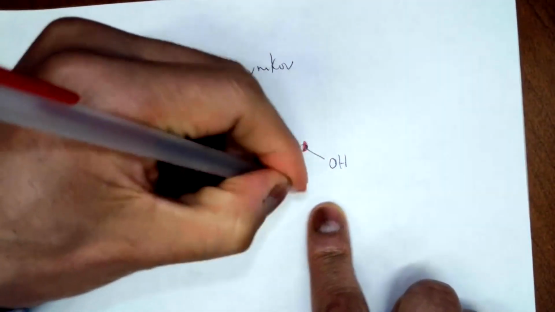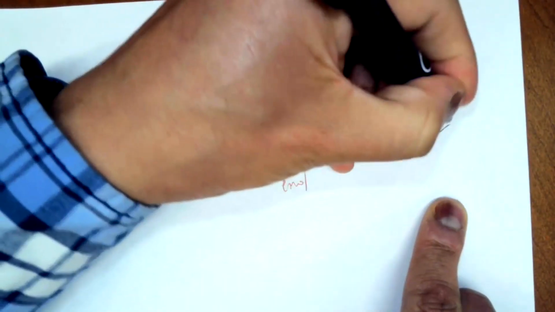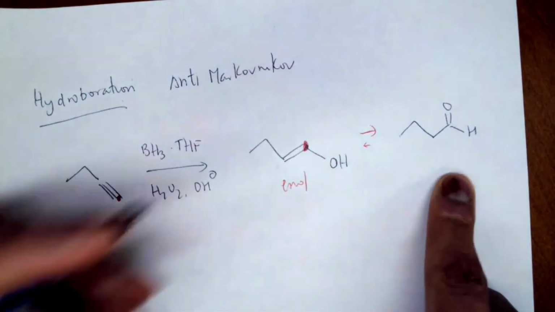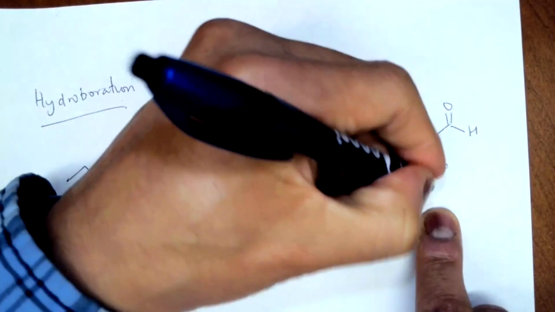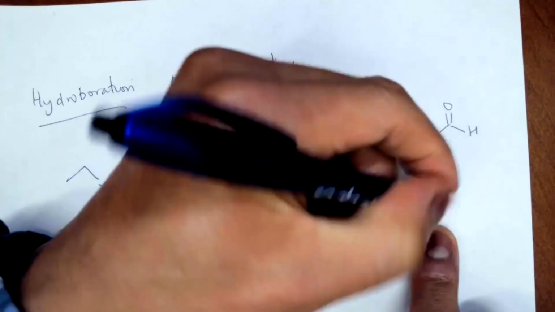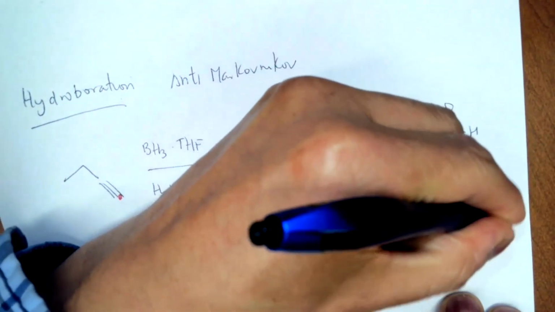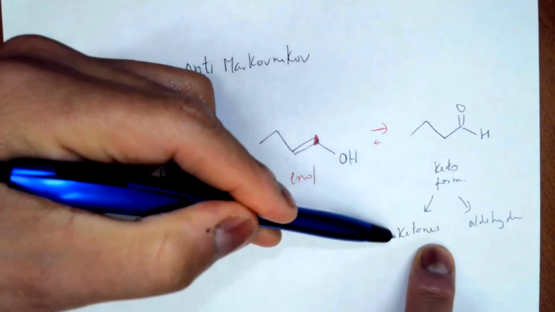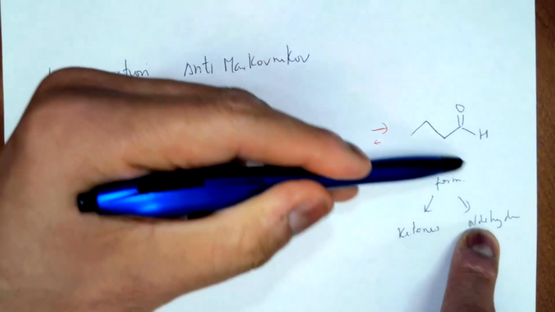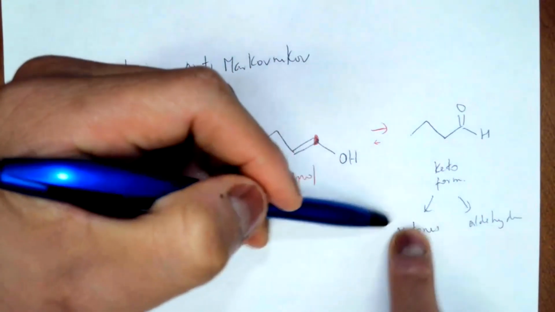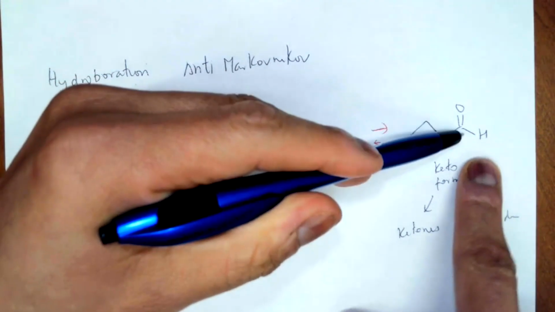But this one is an enol. Enols are not stable. They are more stable in the keto form. That's the keto form. Oh, but professor, this is not a ketone, this is an aldehyde. Yes, but it's called the keto form. The keto form can come in two functional groups, ketones and aldehydes. Remember, keto is not the same as ketone. Ketone is one of the keto forms. Aldehyde is another keto form.